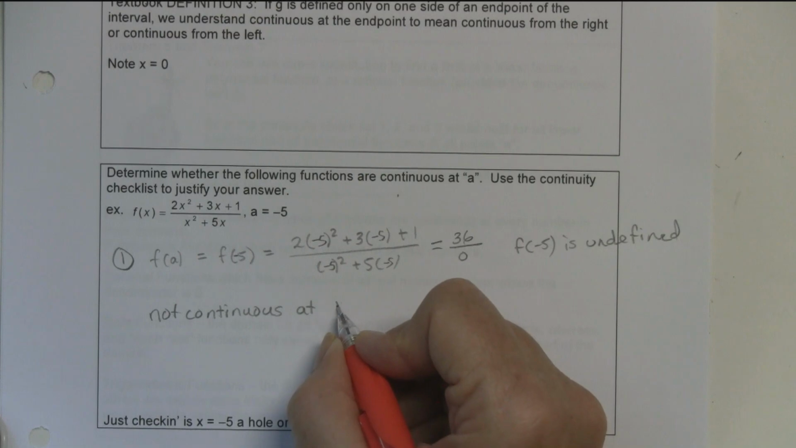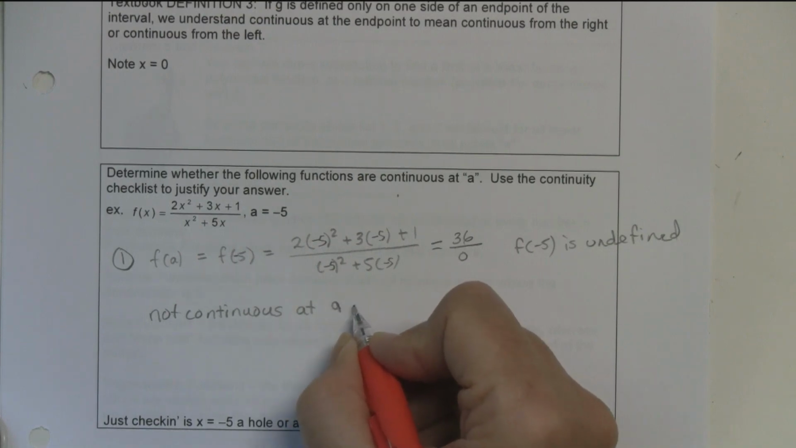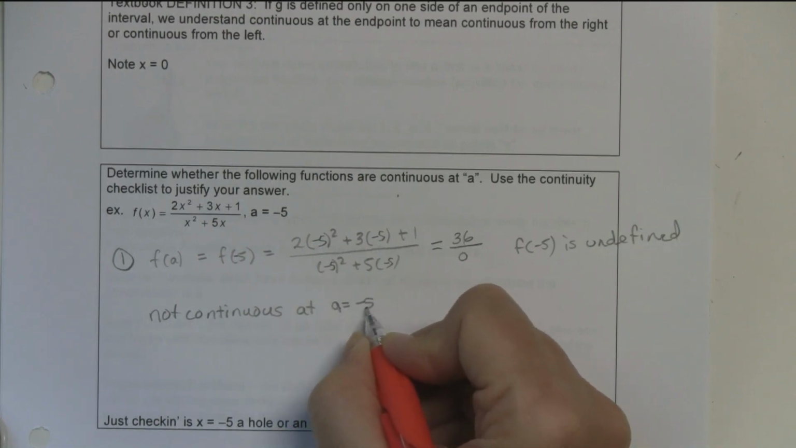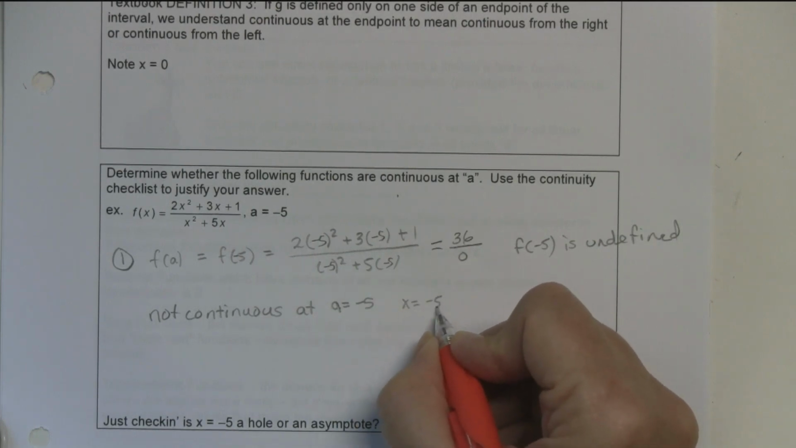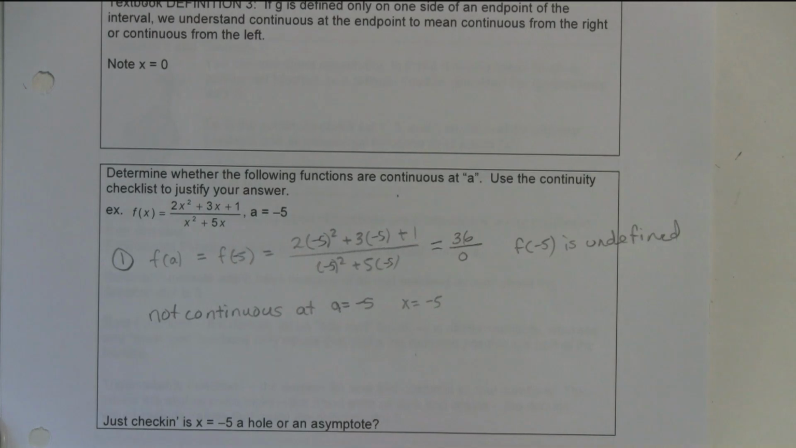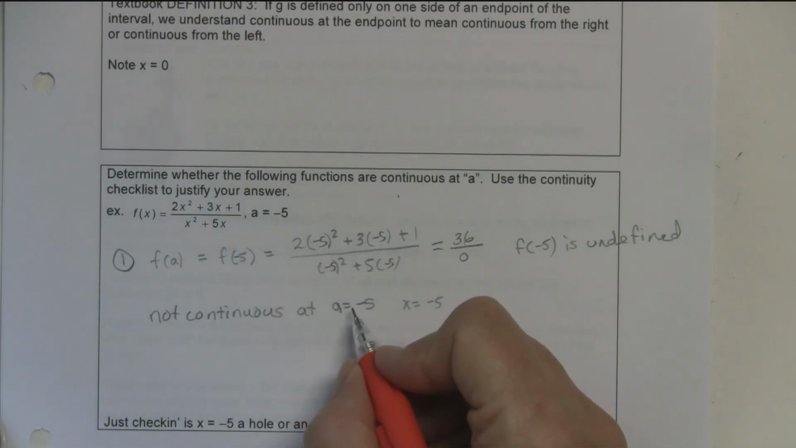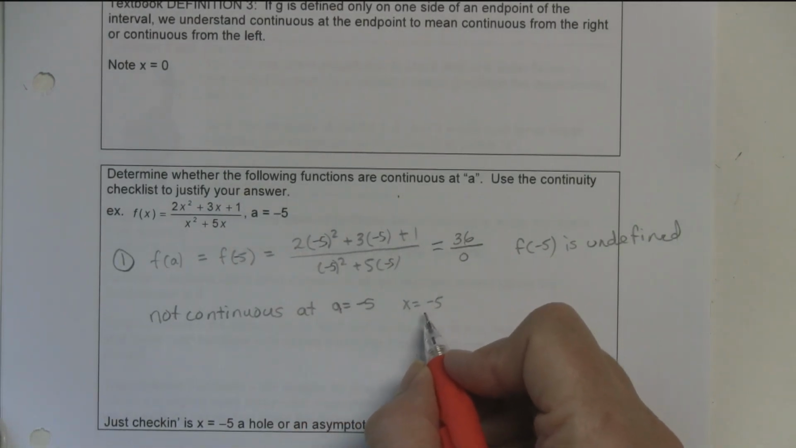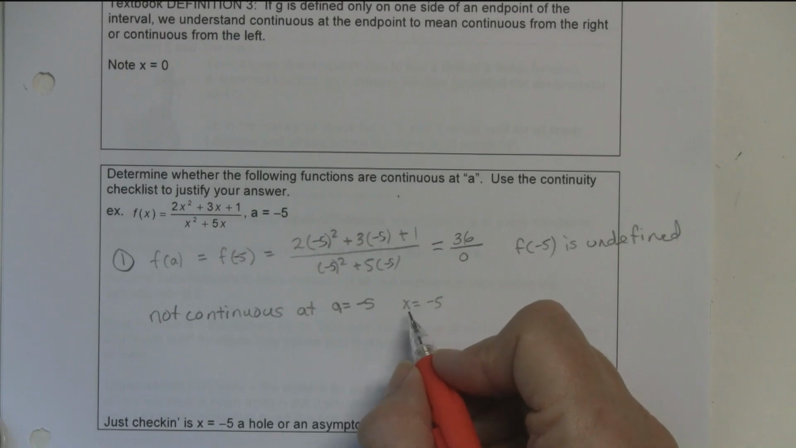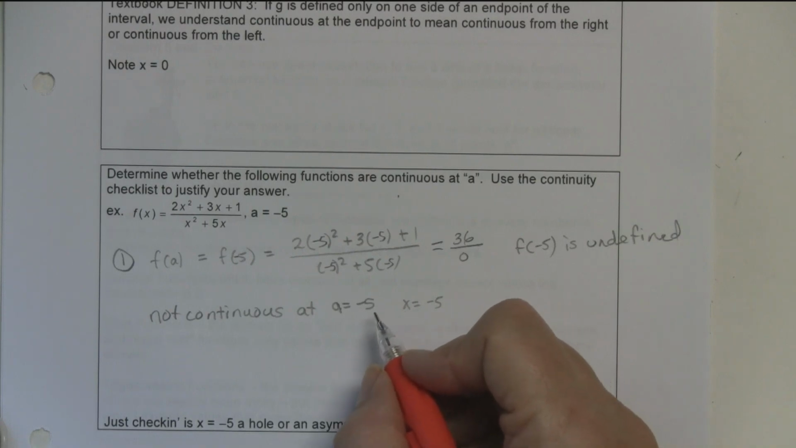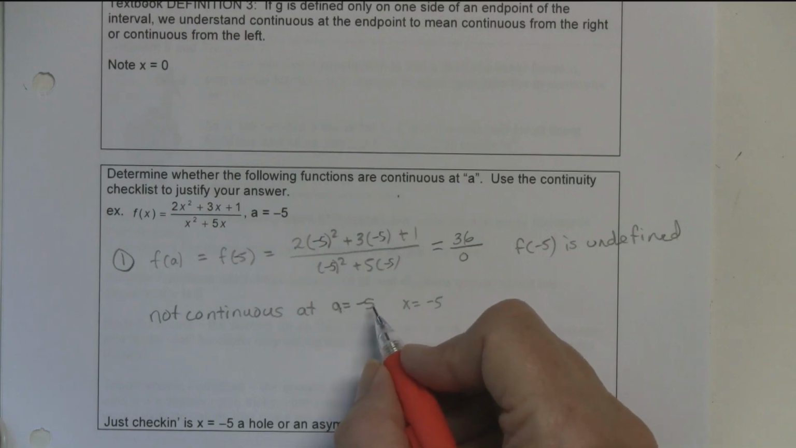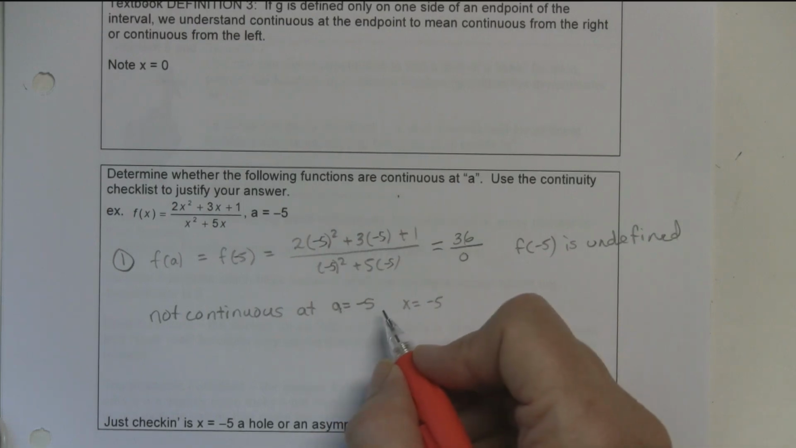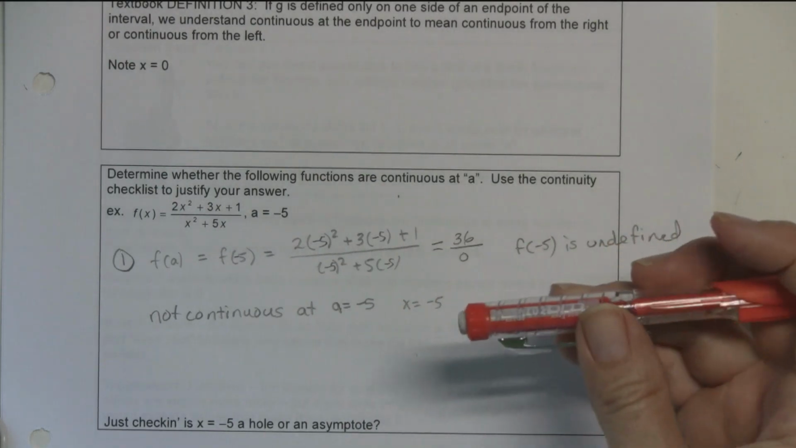Now, here's where your book is wanting to say a specific point. So that's why they say at a equals -5. And a lot of students will say x equals -5. And I'm okay with that too, because I think they're wanting to make sure that you don't get confused and think it's a line, and that you know that it's a certain point in there. So I'm good with either of those, I guess.